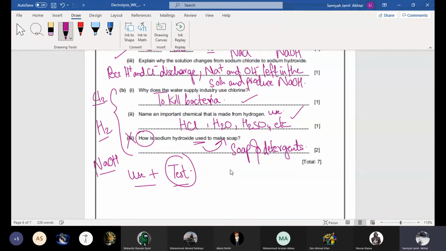And for NaOH, sodium hydroxide, it turns red litmus blue. In the chlorine test, we use blue litmus paper, which bleaches. Remember, we use damp paper because of the presence of water. Chlorine shows its acidic properties when it is dissolved in water, so we use damp litmus paper. First it turns red and then it bleaches.